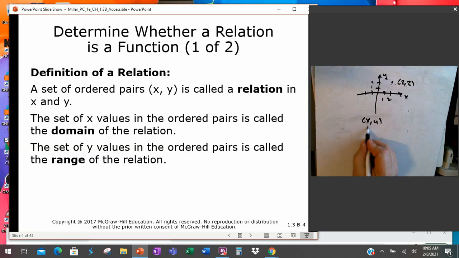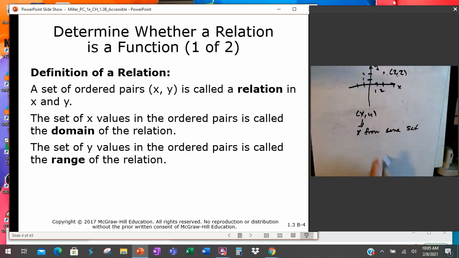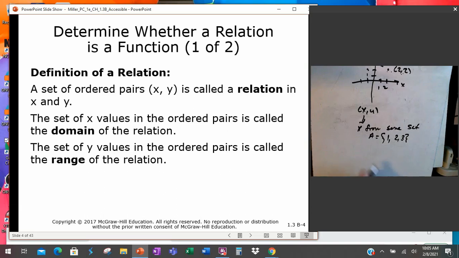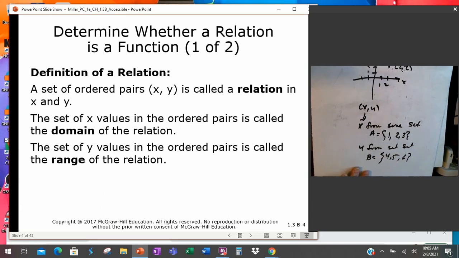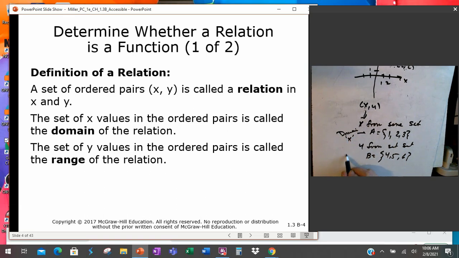Usually we think of x's as coming from some set, maybe some set A: 1, 2, 3. And the y's are from some other set, let's say B, which is 4, 5, 6. This is the domain, the domain of the x's, so these are the x values. And the range is the y values.